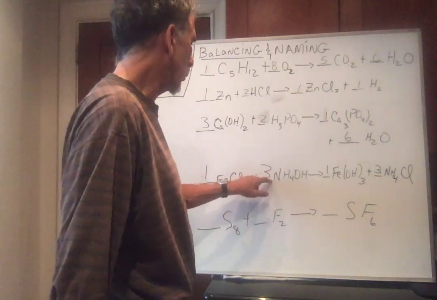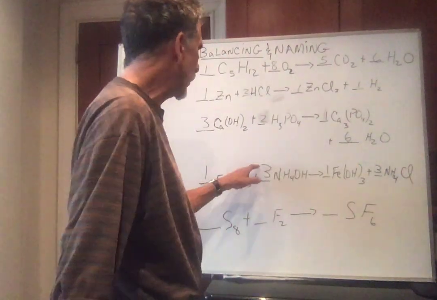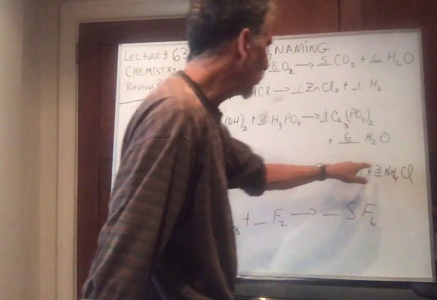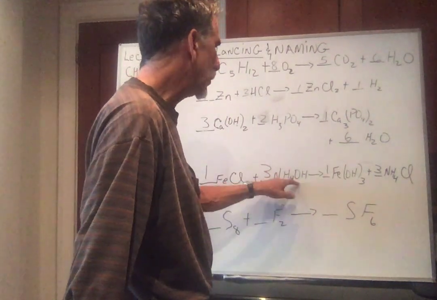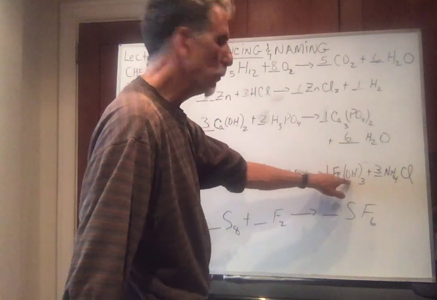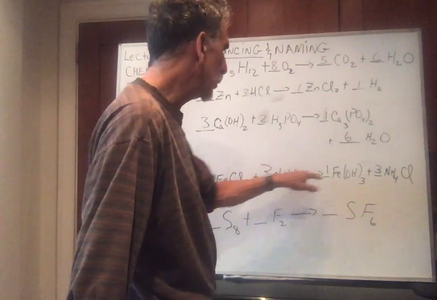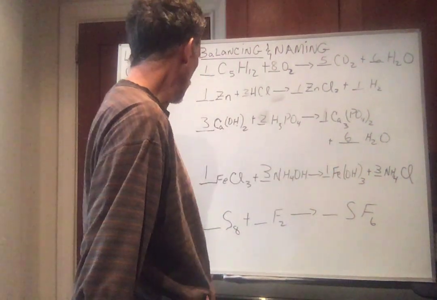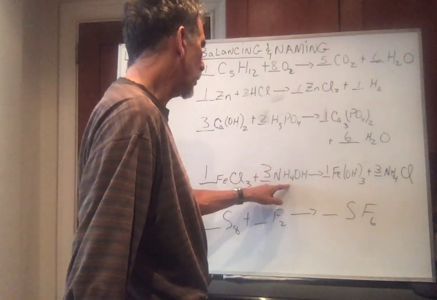How many nitrogens? Three nitrogens from this ammonium. Three nitrogens, three nitrogens. Hydrogen, 3 times 4 is 12. That's good. Oxygen, three oxygens from the hydroxide group here. And hydrogens, three hydrogens. 3 times 4 is 12.